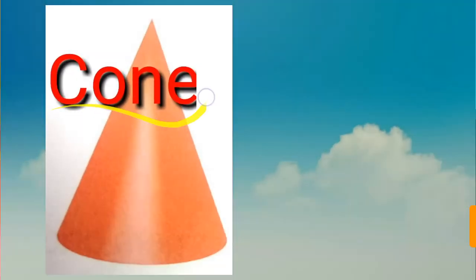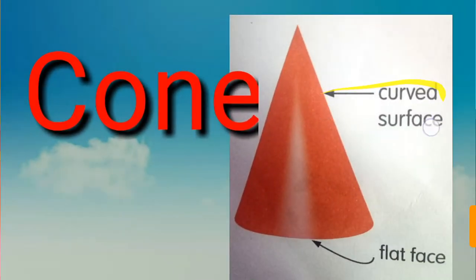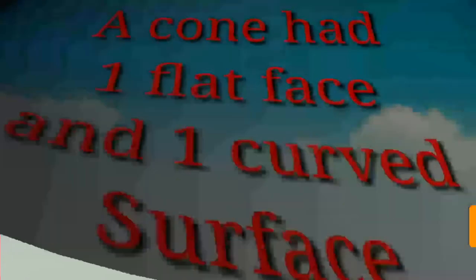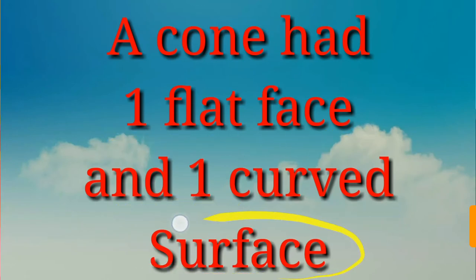Now which shape is this? This is a cone. Now let's see the properties of a cone. It has a curved surface. At the bottom it has a flat face, so it has only one flat face and the rest of the surface is curved. So we can say that a cone has one flat face and one curved surface.